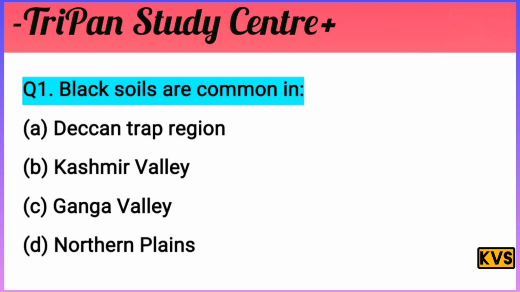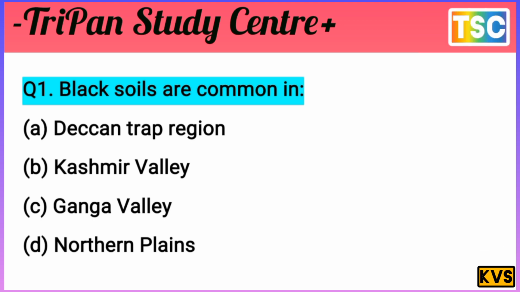Come on, test your knowledge. I'm giving you a few seconds. You must have thought of your answer. Let's see what our answer to this question is. Kashmir Valley has no black soil, so nothing is present there. Ganga Valley, nothing. Northern Plains also nothing. But the answer is A, Deccan Trap region.